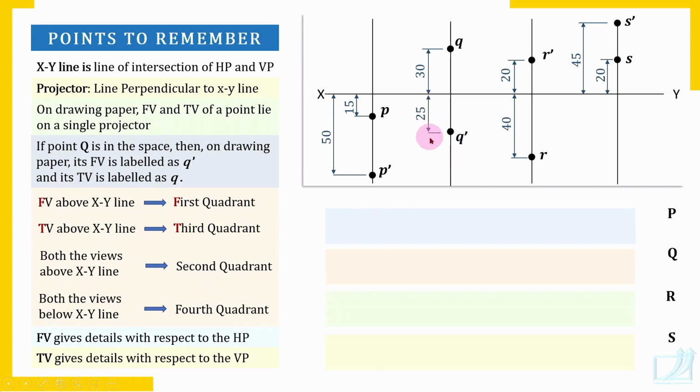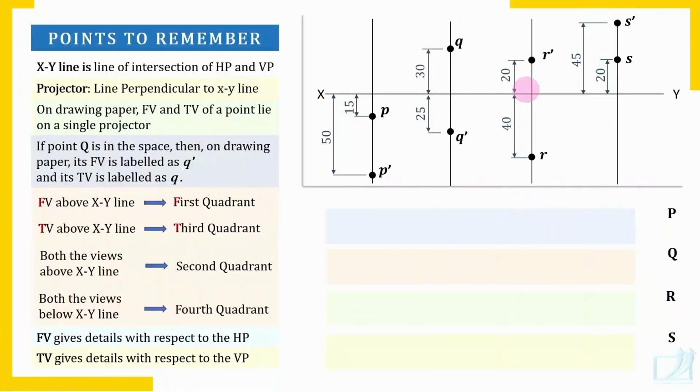Q is 25 millimeter from HP. R is 20 millimeters from HP. And S, again S dash. Watch front views and check. Point S is 45 millimeter from HP. So 50, just focus on front view, 25, 20 and 45. So comparing it, we know that point R is the nearest to the HP.